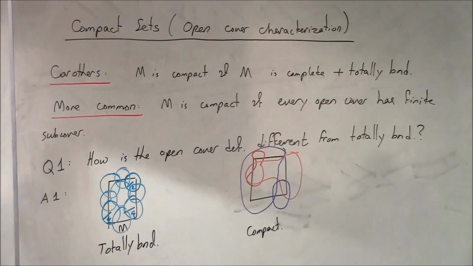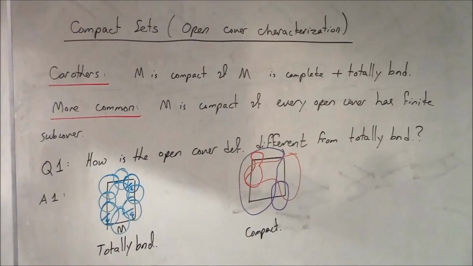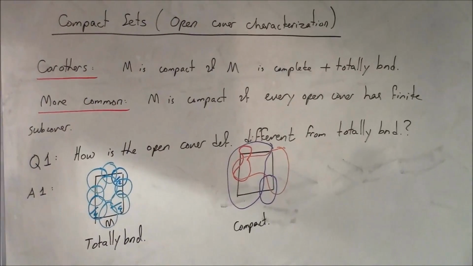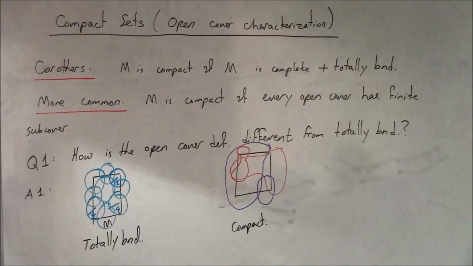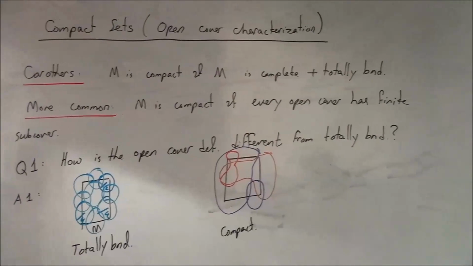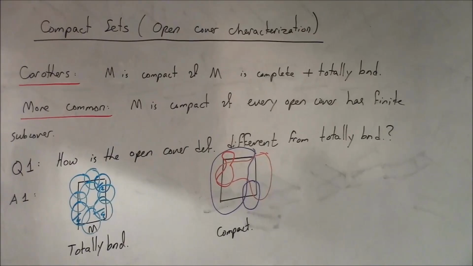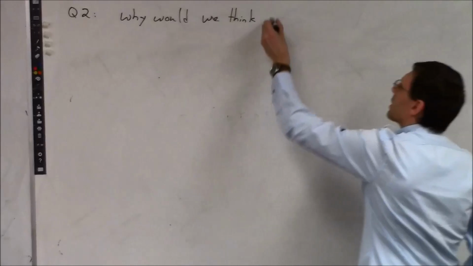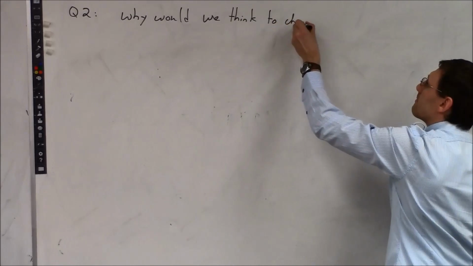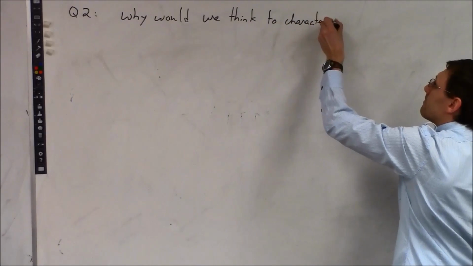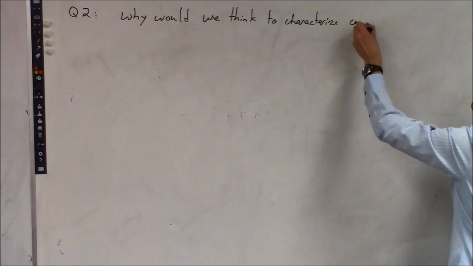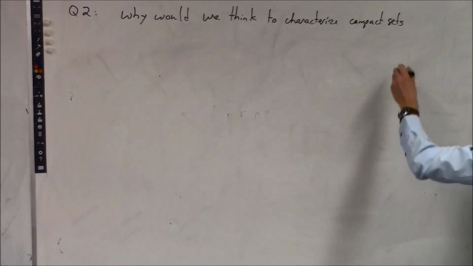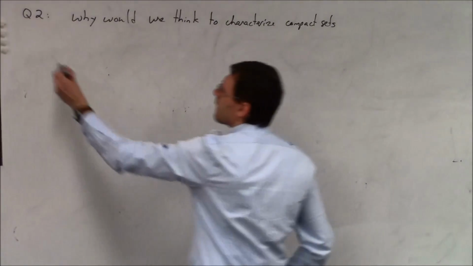Now, question 2, which is maybe slightly harder, is what's the motivation for the second definition? Why would we think to characterize compact sets in terms of open covers?